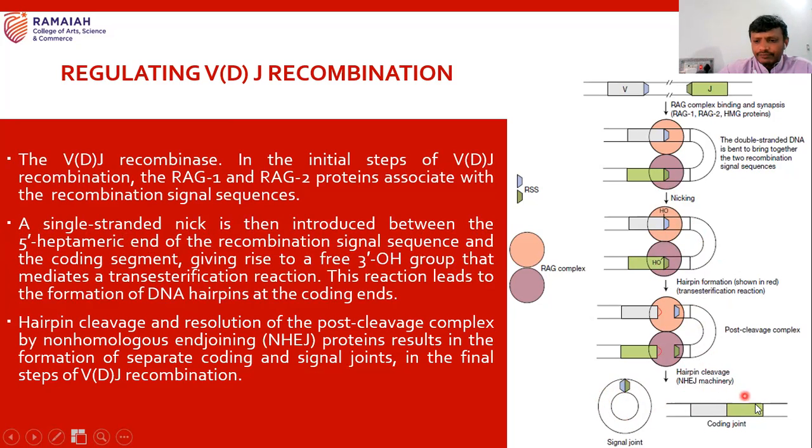And forming the ultimate VDJ segment and complete protein. So to remember specifically, this RAG complex gives a nick and esterifies it, and results in cleavage, forming a loop, and this loop will have these three segments.